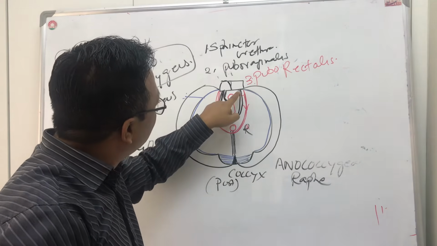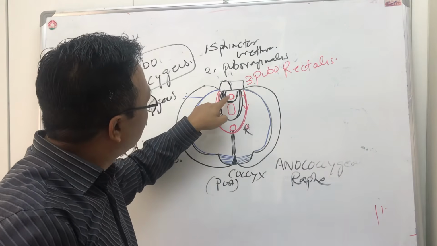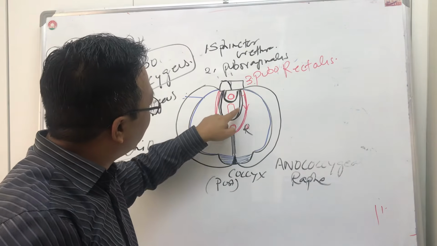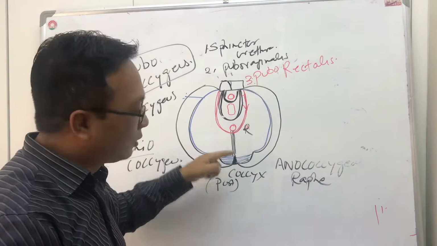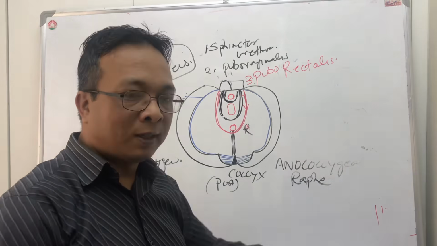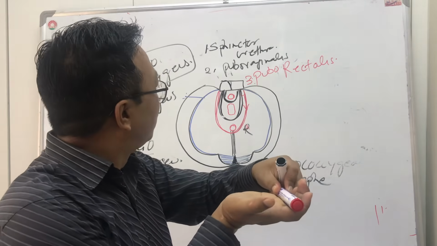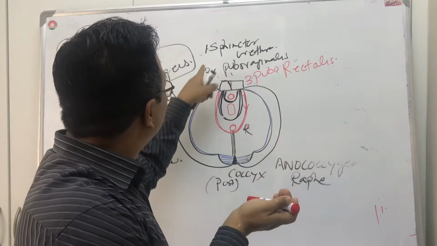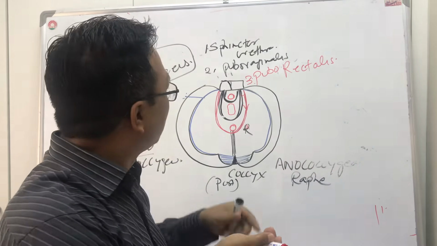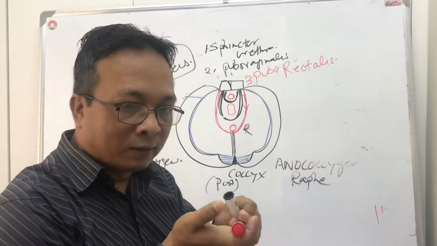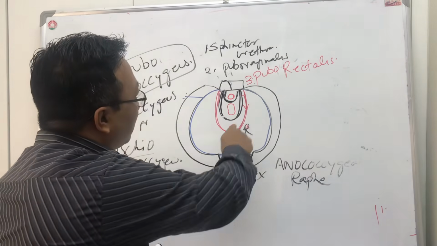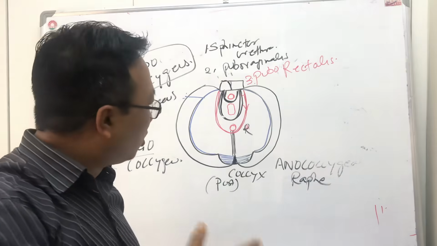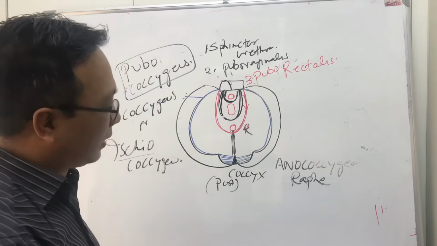One is sphincter urethra. Second is pubovaginalis. Third is puborectalis. So the urethra is held by the sphincter urethra, which is a modification of the pubococcygeus muscle. Then pubovaginalis is holding the vagina. All are slings. And puborectalis is holding the rectum and the anal canal.